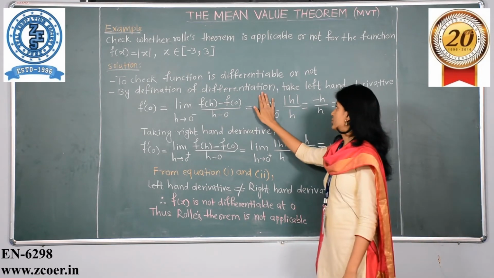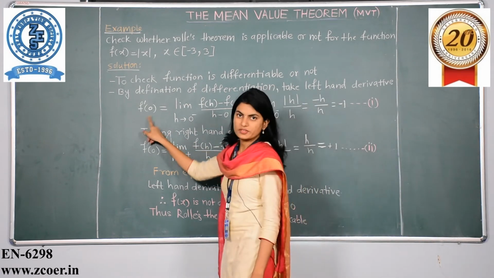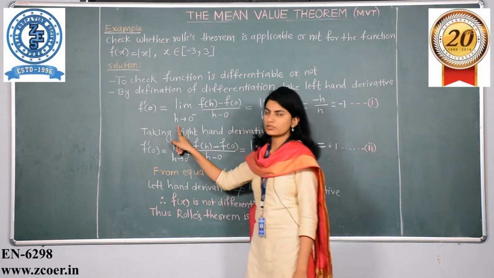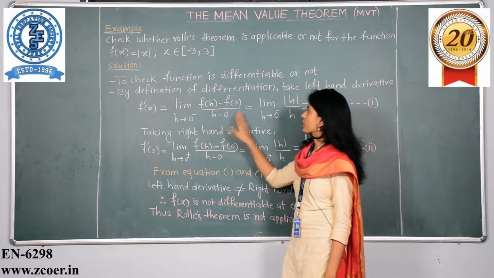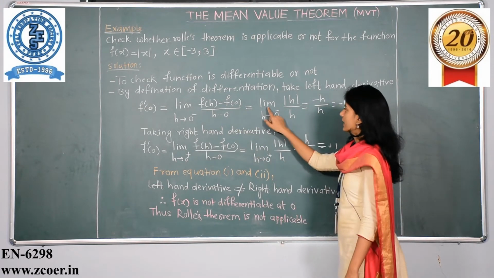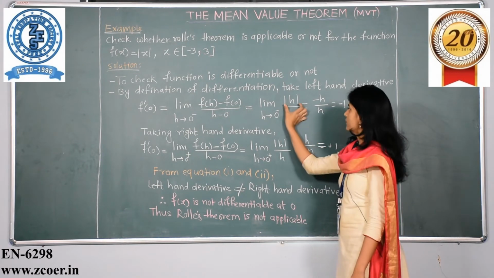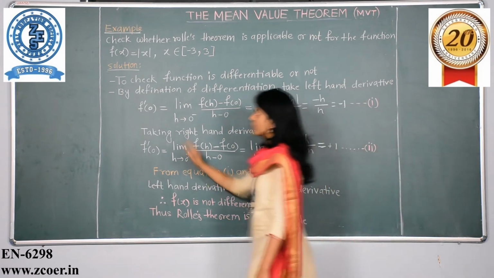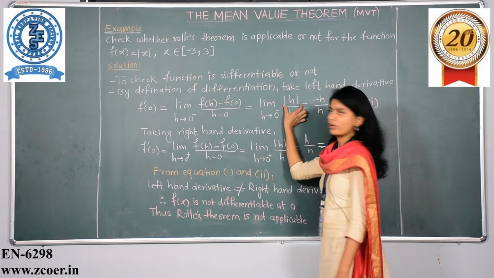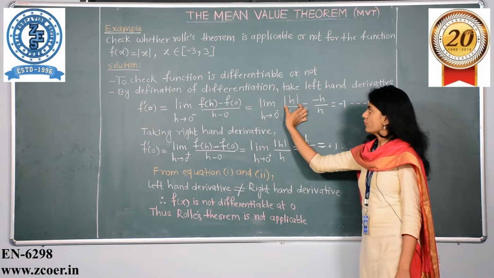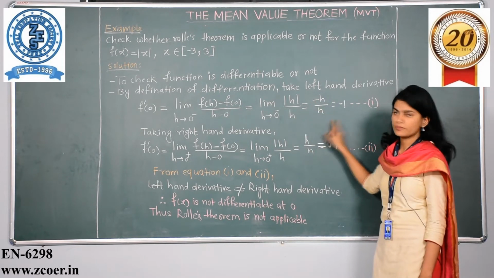So by the definition of differentiation, taking the left hand derivative, we get f dash of 0 is equal to limit h tends to 0 minus of f of h minus f of 0 by h minus 0, which is equal to limit h tends to 0 minus of mod of h by h. We take mod of h because f of x is mod of x, so f of h becomes mod of h. Now the value of mod h is minus h, therefore this is minus h by h, which is minus 1.